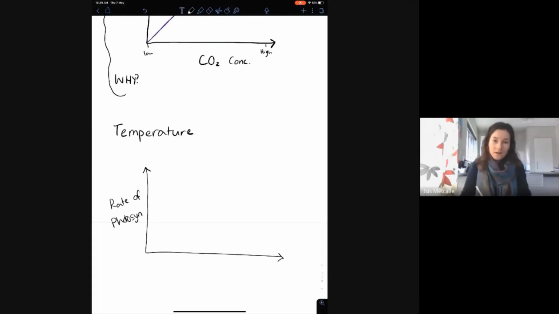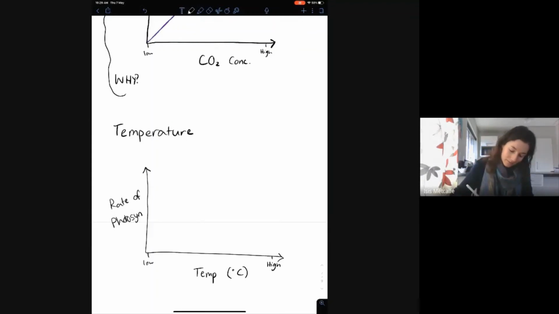And on our x-axis, we are going to have temp. Let's just say it's degrees C. Low, high, not going to give specific numbers. And so this graph does look different. Temperature looks different to carbon dioxide and light. And what we tend to see is something like this.